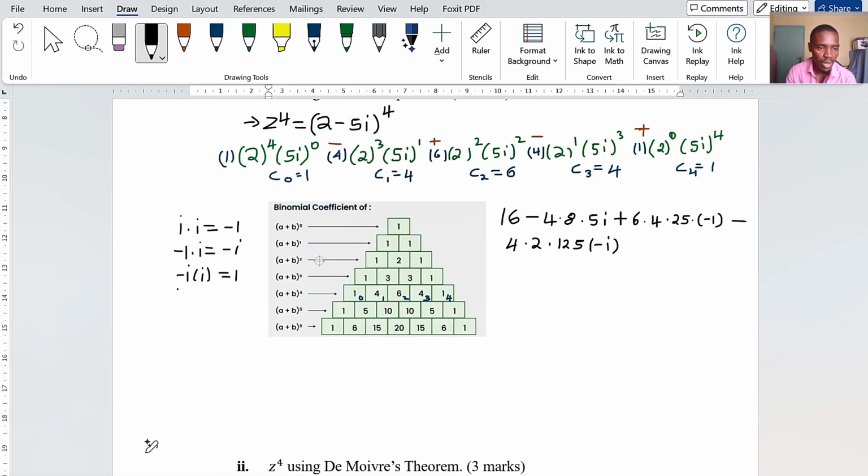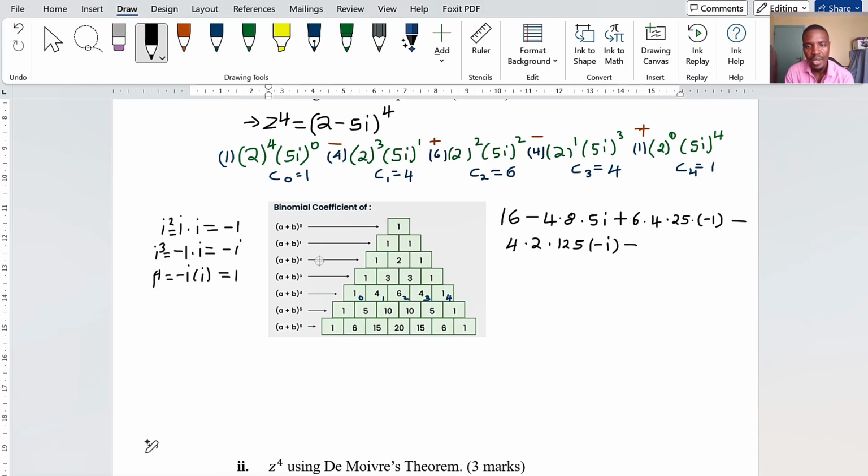Let me see. Because -i, first we multiply i times i, which is -1, then times the negative becomes positive. So this is just i power 4, and this is i power 3, and this is i power 2. Good. So let's come back to our question. So i power 3 should be -i.